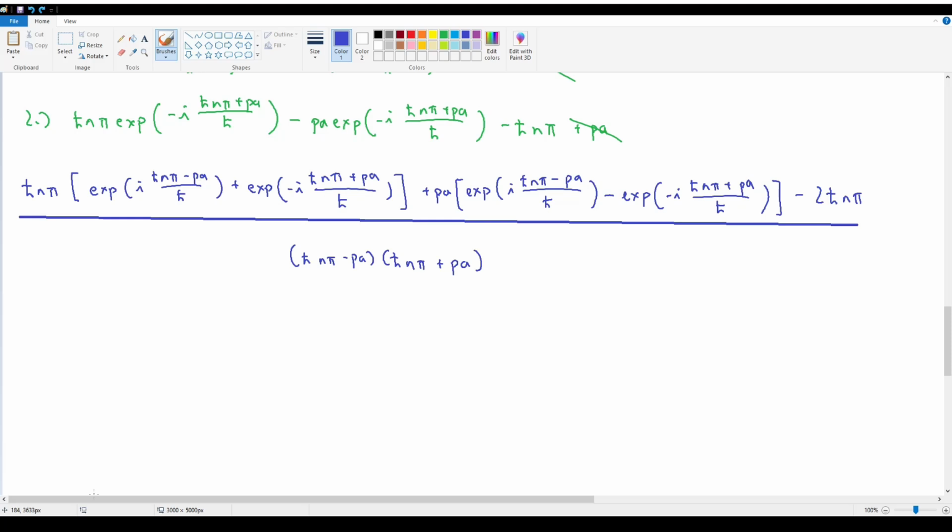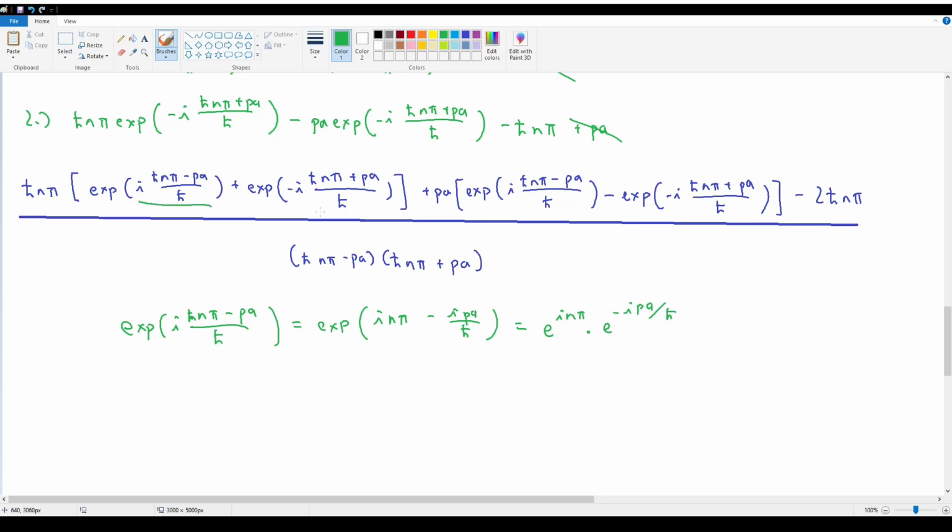Let me just write this out fully so that you can see it. If you have, for example, exp of i over h bar times (n pi h bar minus pa), technically this is equal to exp of i n pi minus i pa over h bar. Yeah, technically it becomes like this. And this is equal to e to the i n pi multiplied by e to the negative i pa over h bar, right? So you can split up a complex exponential like this.